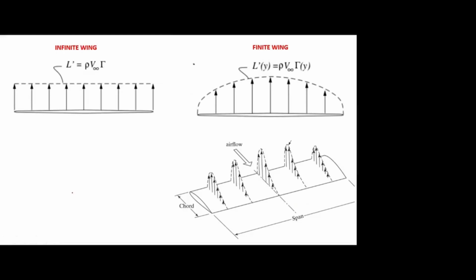So the next one is lift distribution. If you take the infinite wing, where the span is extended to infinity distance, then you will get uniform lift distribution.